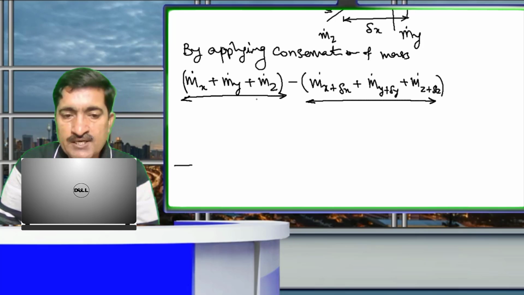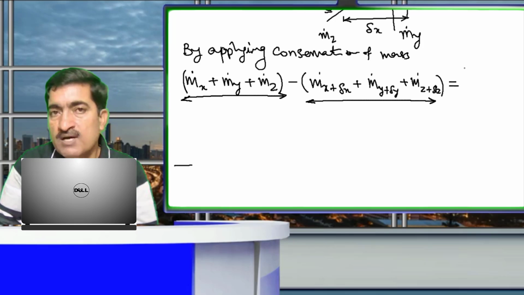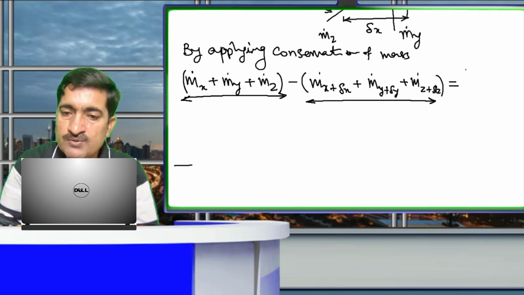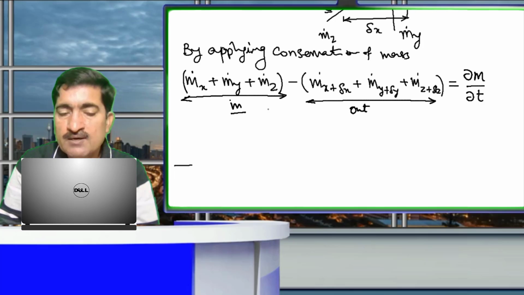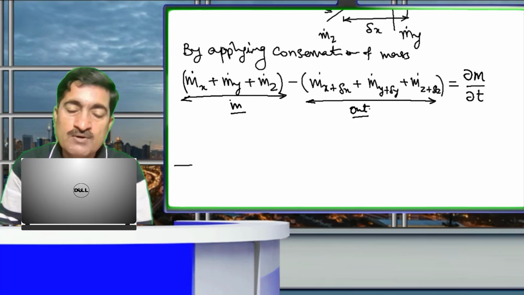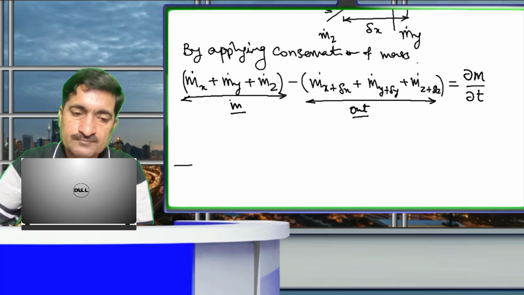Now mass in and mass out, the difference, is equal to the rate of change of mass of the element, which is equal to del m by del t. Means mass flow rate in minus mass flow rate out, the difference, is equal to the rate of change of mass in the element.